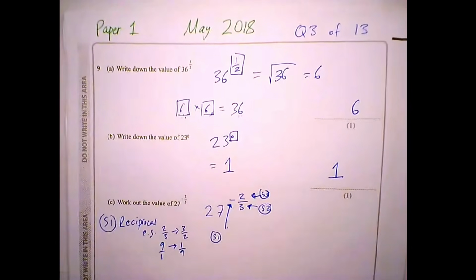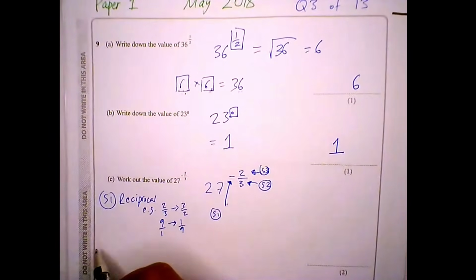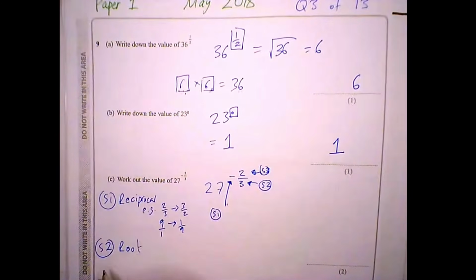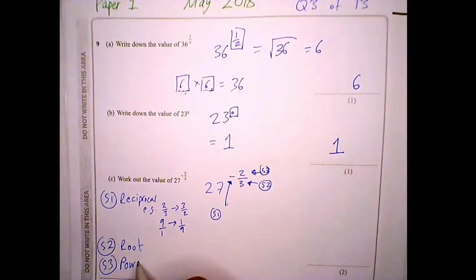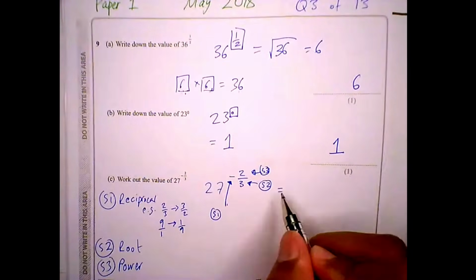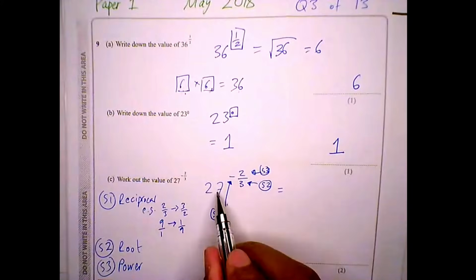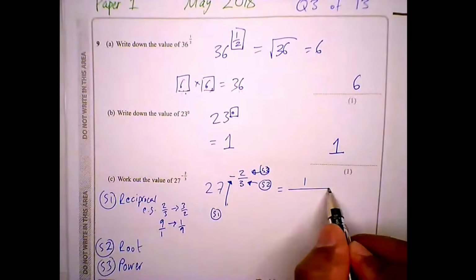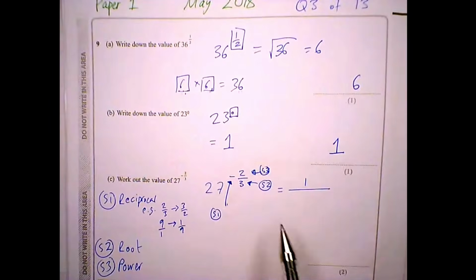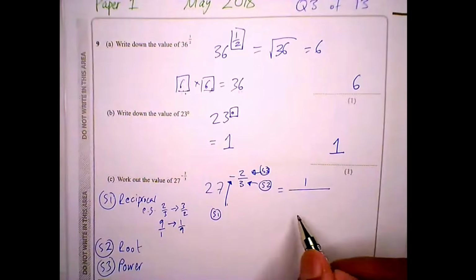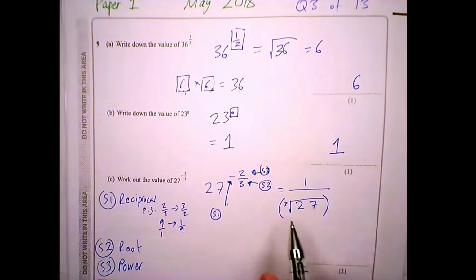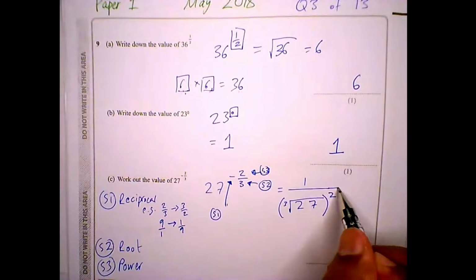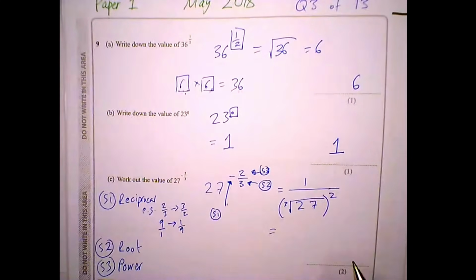Step 2 is similar to what we've done before. Step 2 is my root. In this case, the cube root again. And then step 3 is raising to the power. So if I work on this, step 1 is a reciprocal. So 27 becomes 1 over all of that. So that's the negative disappears. Step 2 is the root. So I'm going to have 27 cube rooted. And then step 3 is raised to the power 2.